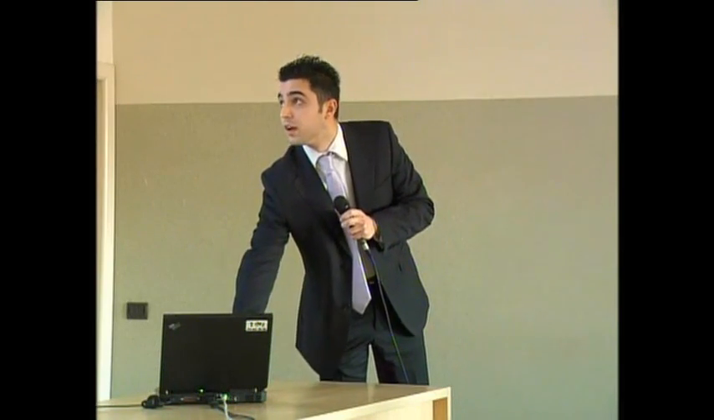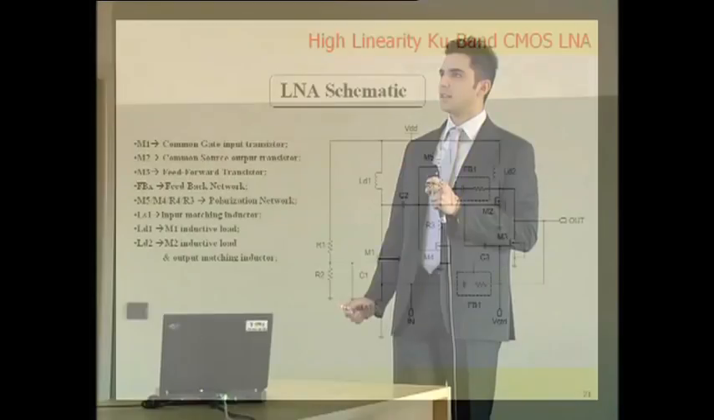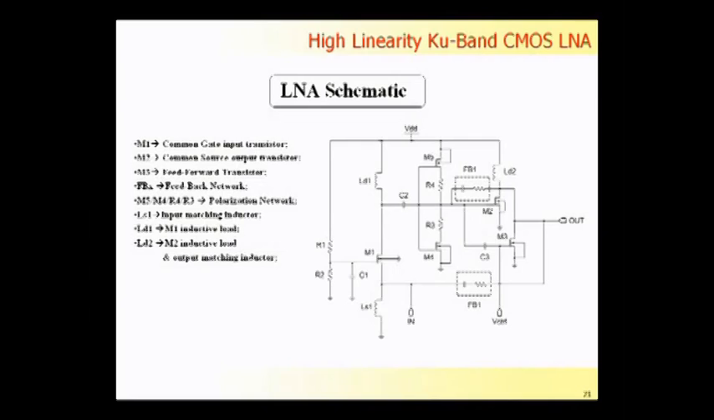At the end of my PhD, I designed a high linearity Q-band CMOS LNA for satellite application, in collaboration with Polytechnic of Nice and with Entropic. Here is the basic schematic of the amplifier. You can see M1, the common gate input transistor, M2, the common source output transistor, and then we have the feed-forward M3, the feed-forward transistor that is used to improve the linearity of the system. Then we have two feedback networks to improve the bandwidth and the linearity of the system.